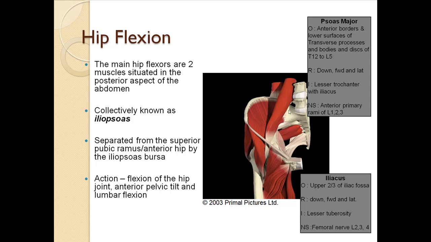The attachments of these muscles are as follows. Psoas major arises from the anterior surfaces of the transverse processes of T12 to L5, from the lateral aspect of the vertebral bodies and from the intervening discs. Iliacus, on the other hand, attaches onto the upper two thirds of the iliac fossa, which is the internal surface of the ilium. As I said, the two muscles converge together and they form a thick, stout tendon that eventually inserts into the lesser trochanter.